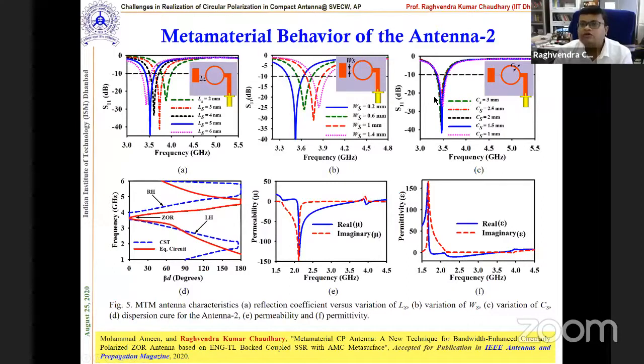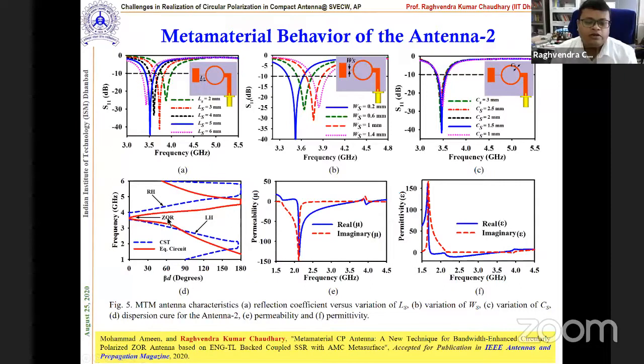Why? Because the shunt element is responsible for the change. This is like an open-ended structure. As the formula I have shown you, this resonance only depends on the shunt inductance. That is why if you increase the width or whatever of these things, you are not going to get a change here. This is one of the beauties of ENG antennas. The only parameter responsible here is this shunt inductance.